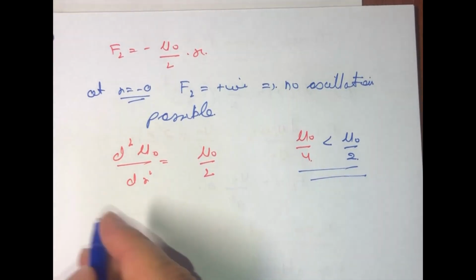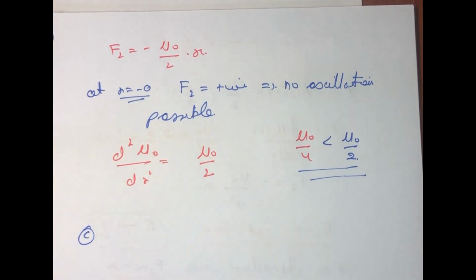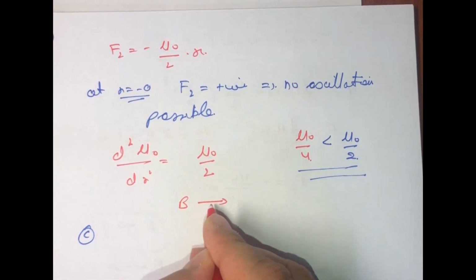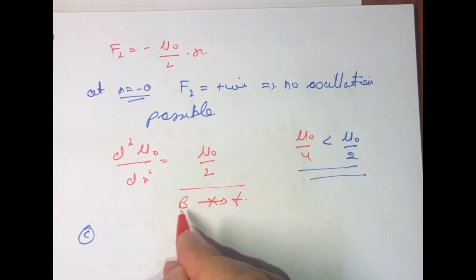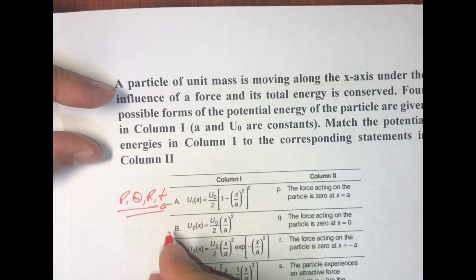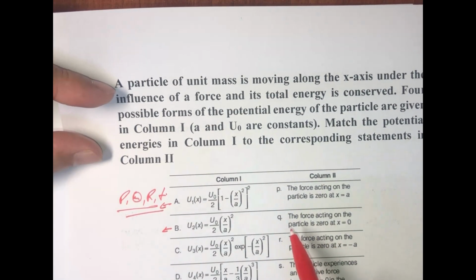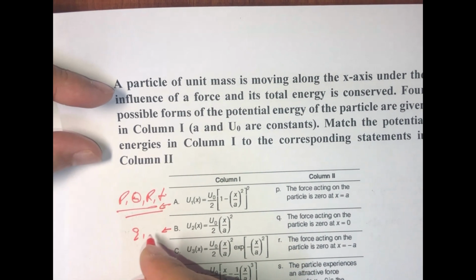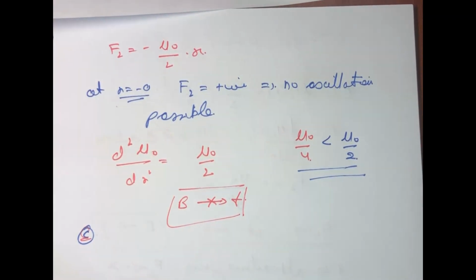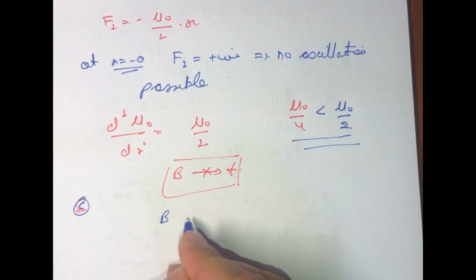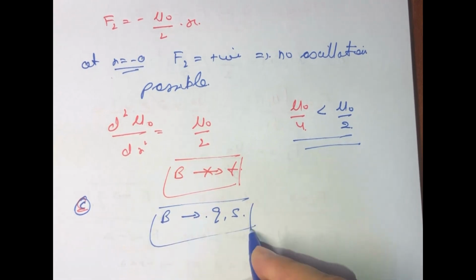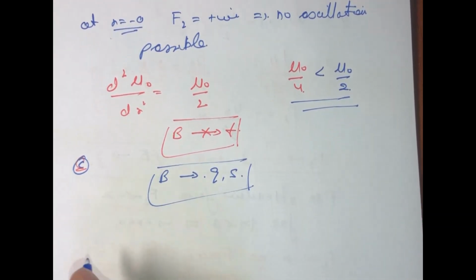Now we come for the C part. I forgot to mention that B cannot have T as one of its correct options. So therefore B is going to have only two options correct. One is Q, another one is S. So we can say that B is going to have only Q and S. These are the only two correct options.